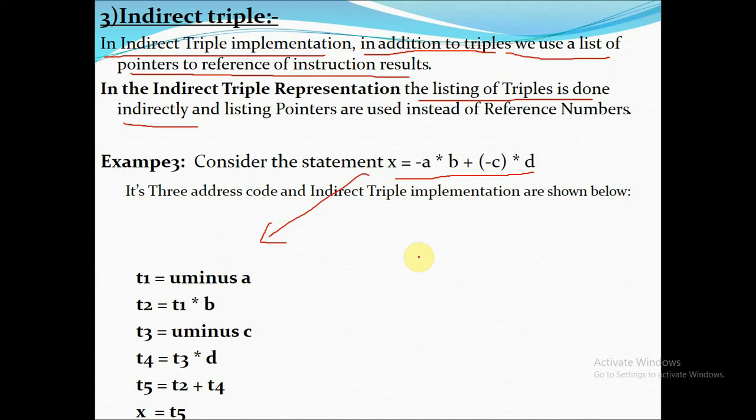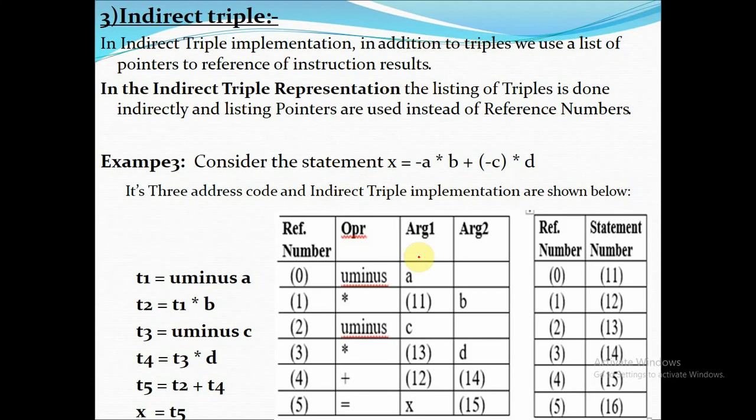Now let us take the indirect triple implementation. It contains two tables actually, as shown here. This is the first table, and this is the second table. The second table is only for indirect addressing, indirect referencing.